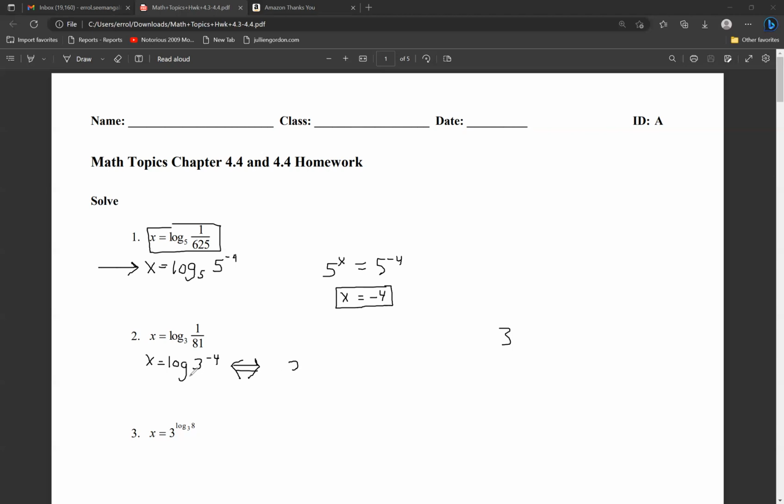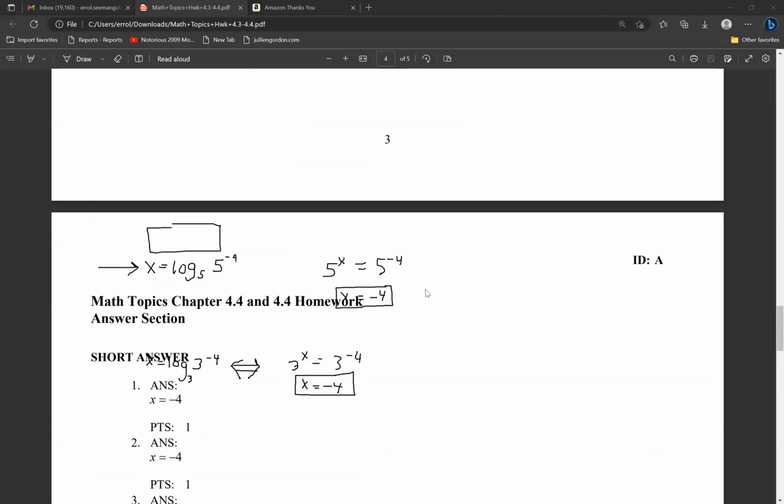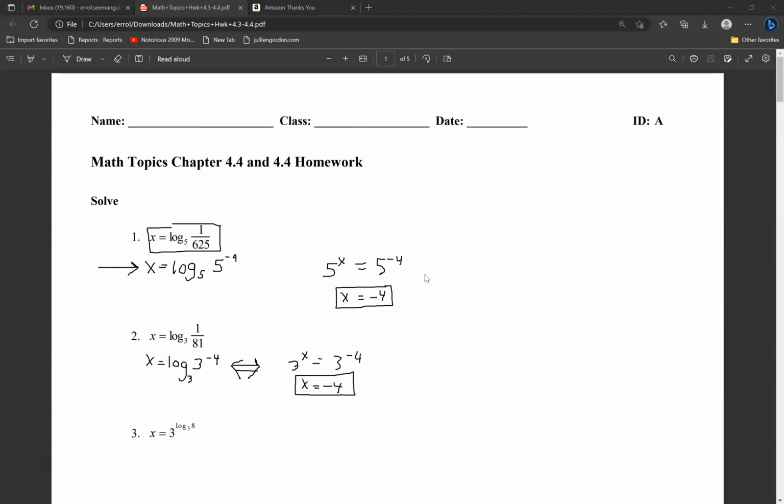Oh, I forgot the 3 right here. So base 3, x equals 3 to the -4, x equals -4. 3 to the -4 is 1/81, right? So the first two are -4. I think you got the answers there, right? Let me check. Yeah, -4, -4. All right, so you good on 1 and 2? All right, 3.